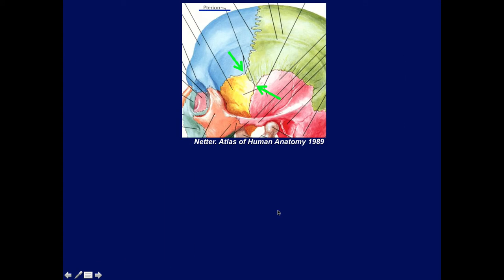Now, what is the pterion? Very interesting. There are 4 bones that meet on the outer surface of the skull: the frontal bone, the parietal bone, the outer surface or the greater wing of the sphenoid, and the squamosal portion of the temporal bone. They normally form this kind of an H here. So this is the region of the pterion.